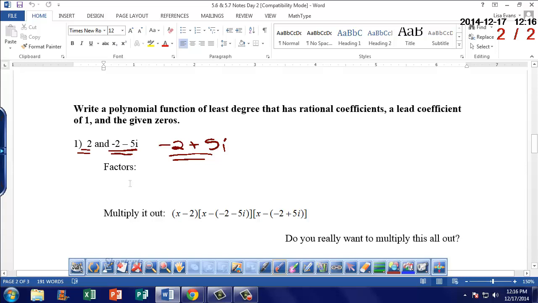Now, what would the factors be? It would be x minus 2. It would be x minus this whole complex number.